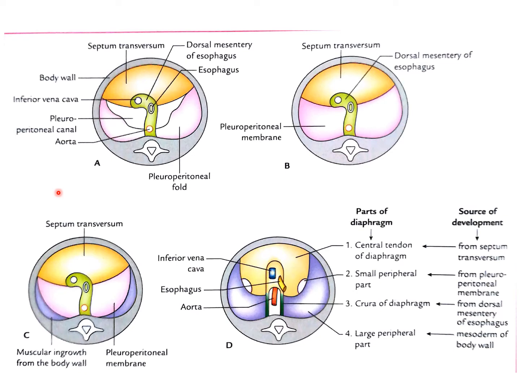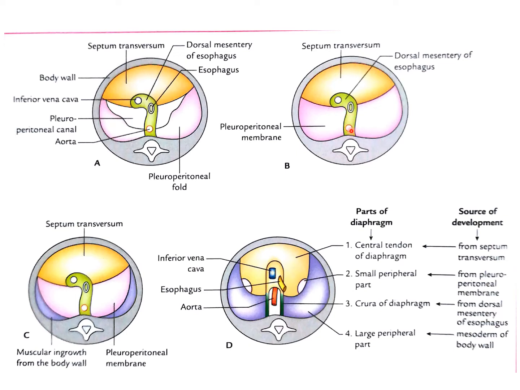This is a slide showing the development of the diaphragm from the following embryonic structures. The diagrams depict transverse sections at the abdominothoracic regions. In diagram A, we can see the septum transversum anteriorly. On the lateral aspects, you can see the pleuroperitoneal folds. Here in this diagram, you can see the septum transversum and the pleuroperitoneal folds, which later form the membrane and merge with the septum transversum.